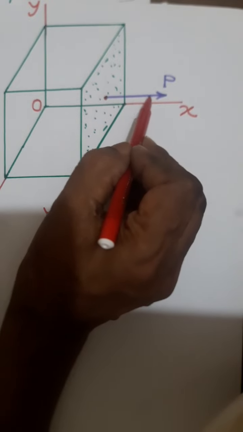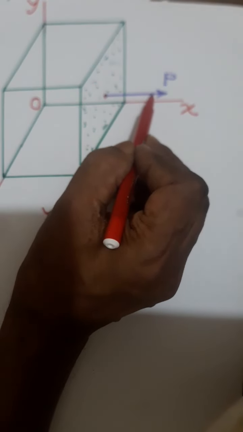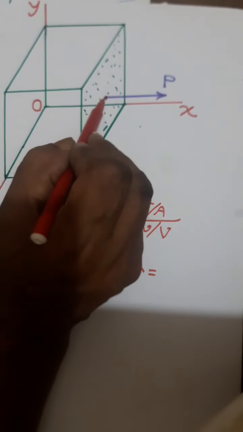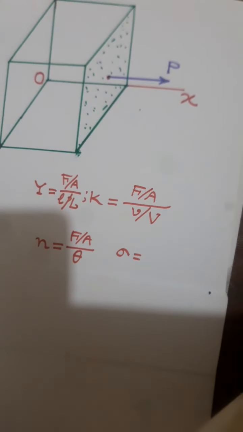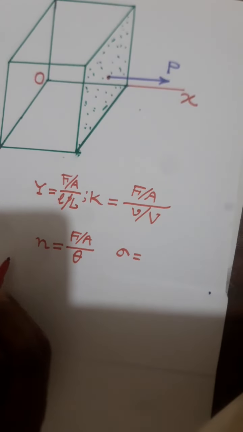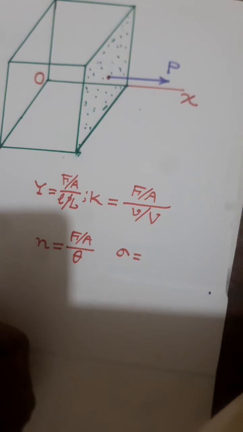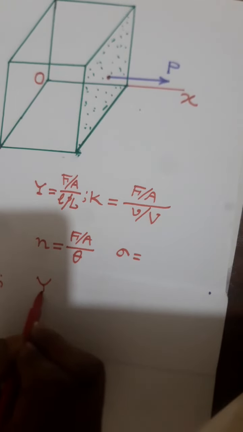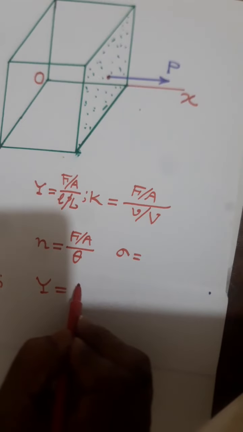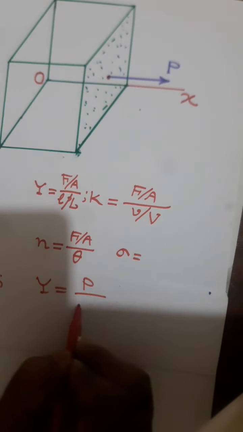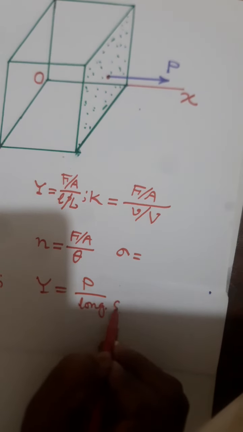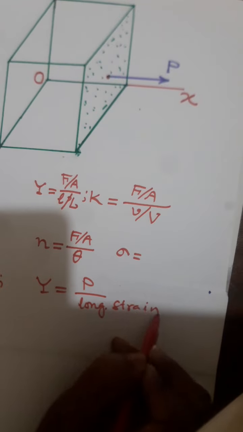If we pull it along the x-axis with a force P, then P will be the longitudinal stress. It will produce a longitudinal strain P by Y along the x-axis, as Y equals longitudinal stress P divided by longitudinal strain. Therefore, longitudinal strain equals P by Y.